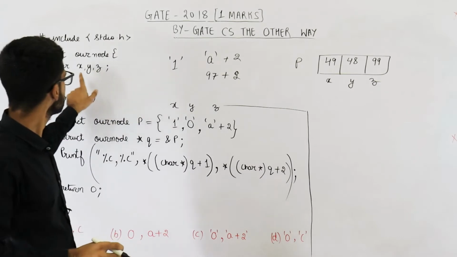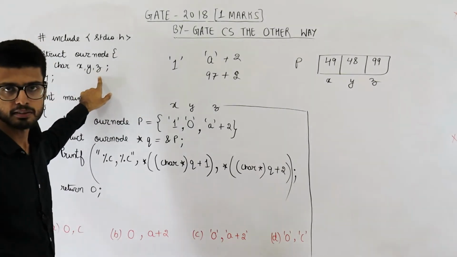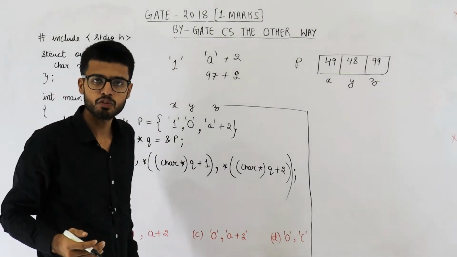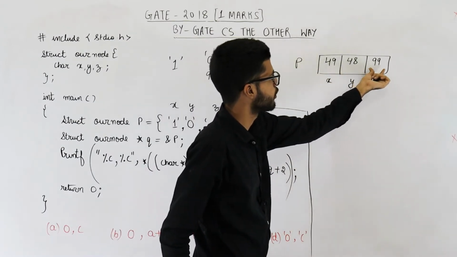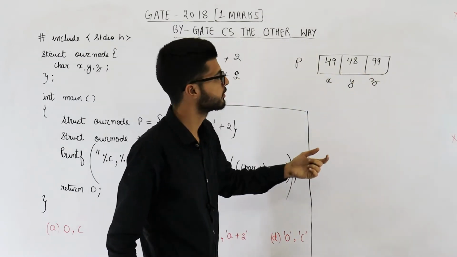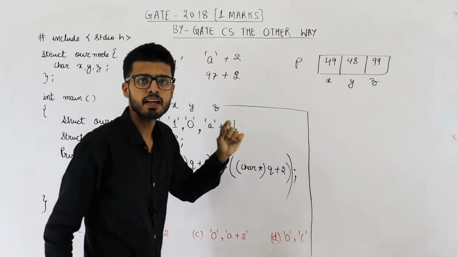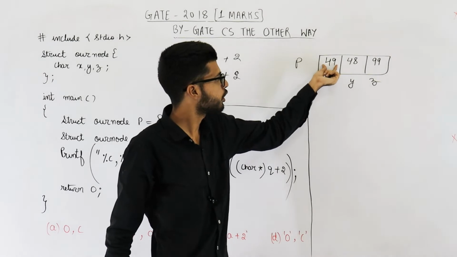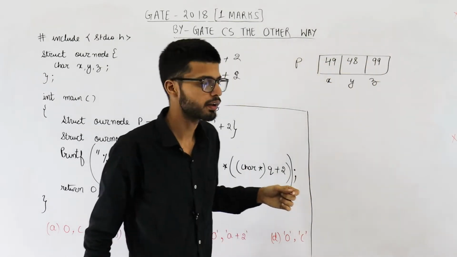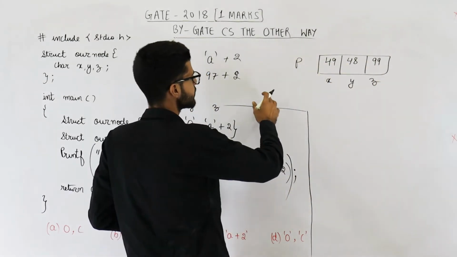Look, these are 3 characters. Assuming that a character is 1 byte, you have 1 byte here, 1 byte here, 1 byte here. That means 8 bits. Those 8 bits will save some pattern which corresponds to 49, 48 and 99. Okay. Let us also analyze the addresses.